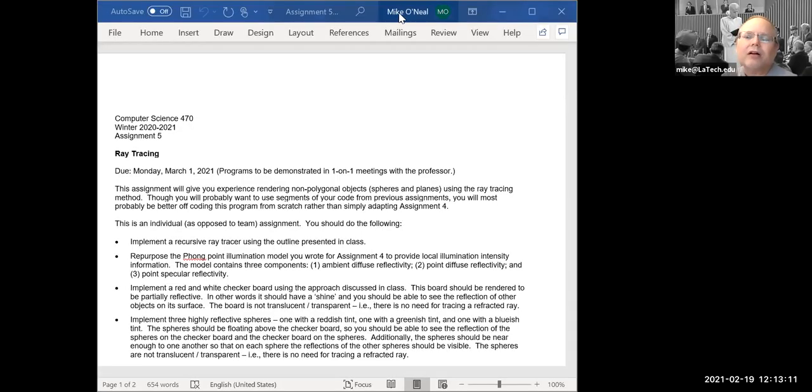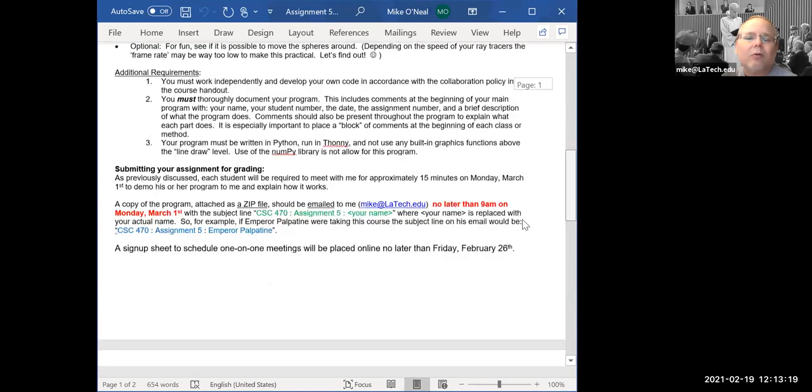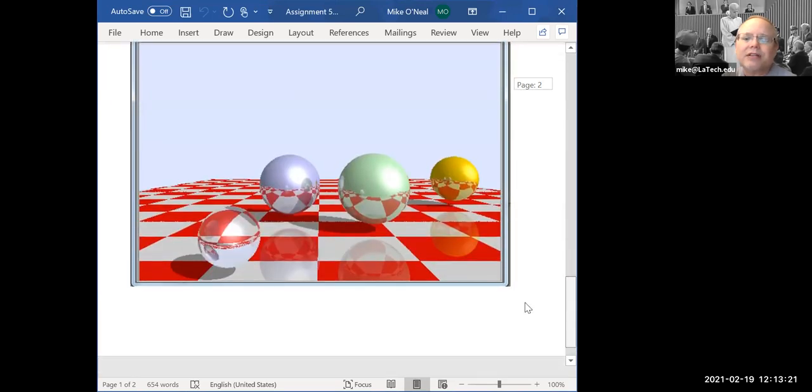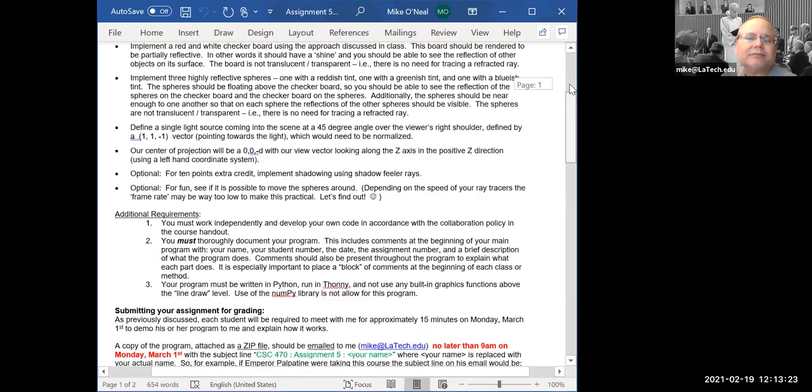Now, the last thing I want to do in our last 2 minutes is show you the assignment. So I put the assignment out on Moodle. We'll talk about it on Monday, but if you want to go ahead and get started, you know pretty much everything you need to know. But what are you going to do? You're going to build one of these scenes, right?